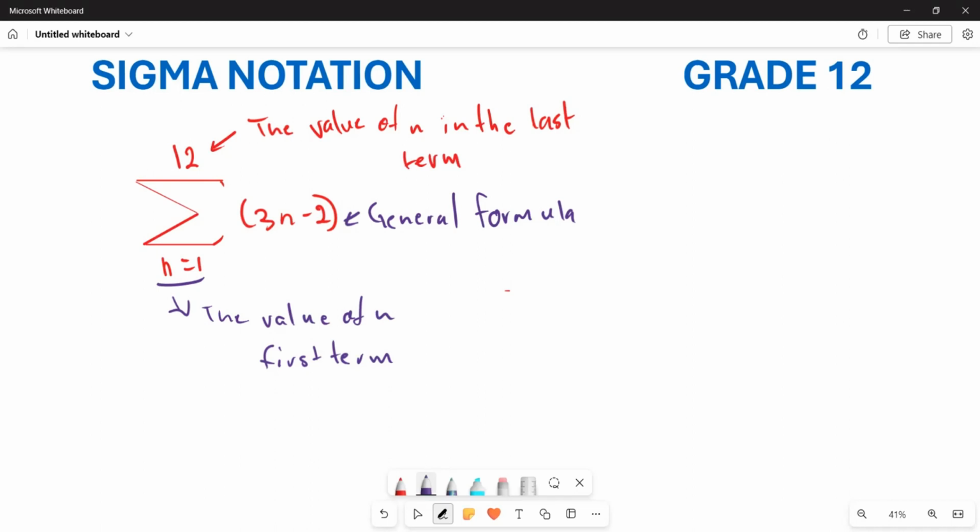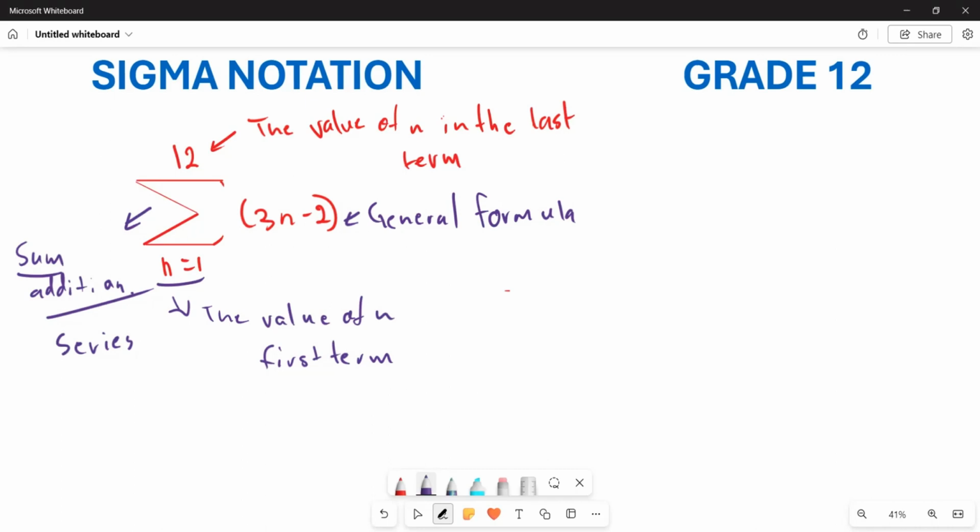And this three-like shape means sum, which means addition, which means therefore it represents our series. So that is what we can take out of this.